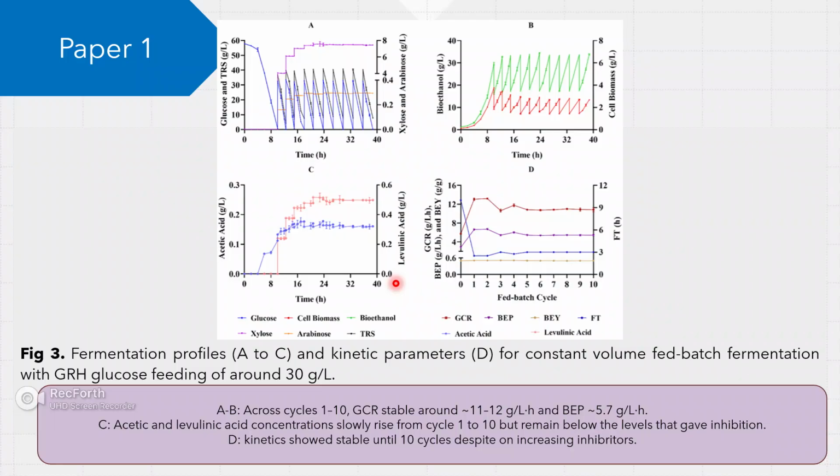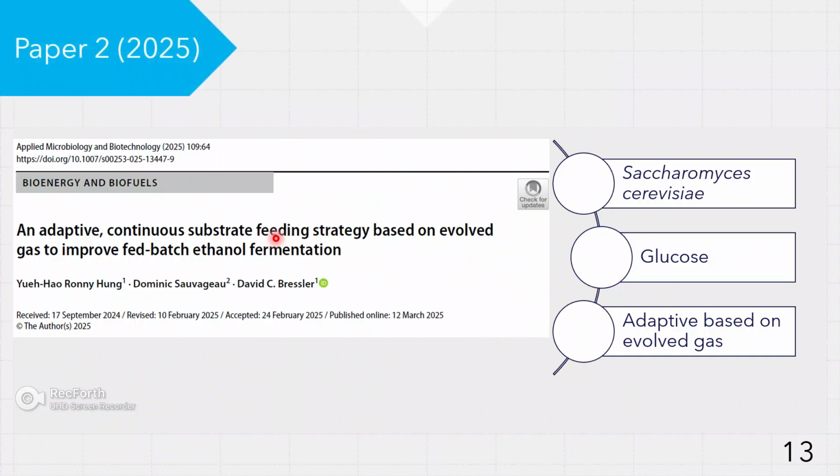And then figure D shows stable kinetics until 10 cycles despite the increasing inhibitors. As you can see here, it is stable, but the inhibitors are still rising over time.